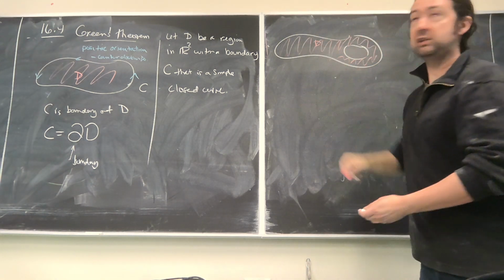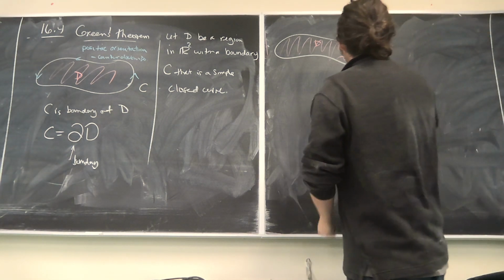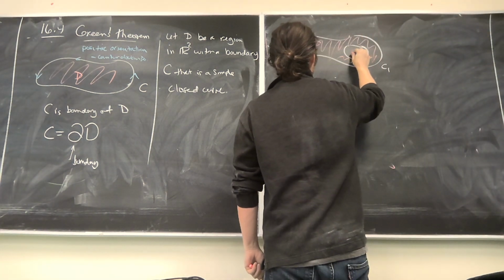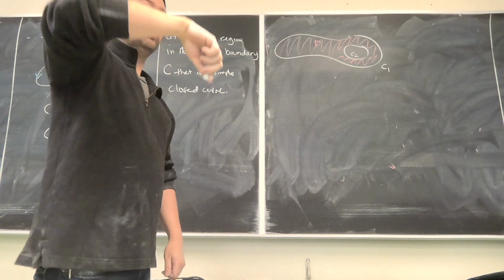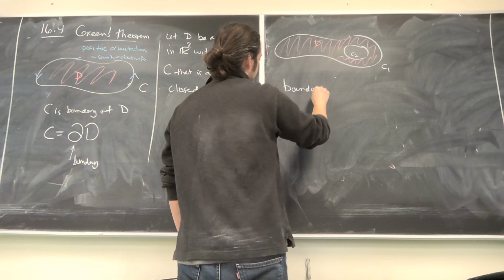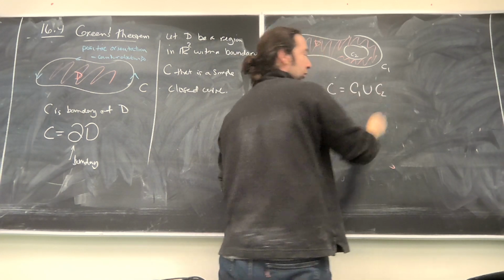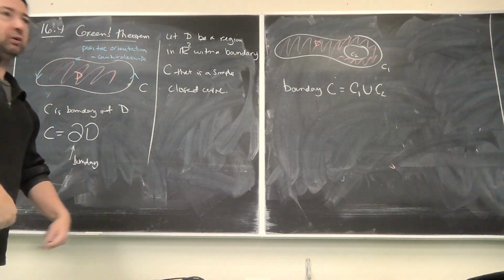So this is the region D. The convention that we make now, if I call this C1 for the outside curve and C2 for the boundary of the hole, then the boundary C is equal to C1 union C2, that's the union symbol, which means both of them put together. The boundary is both of the curves.